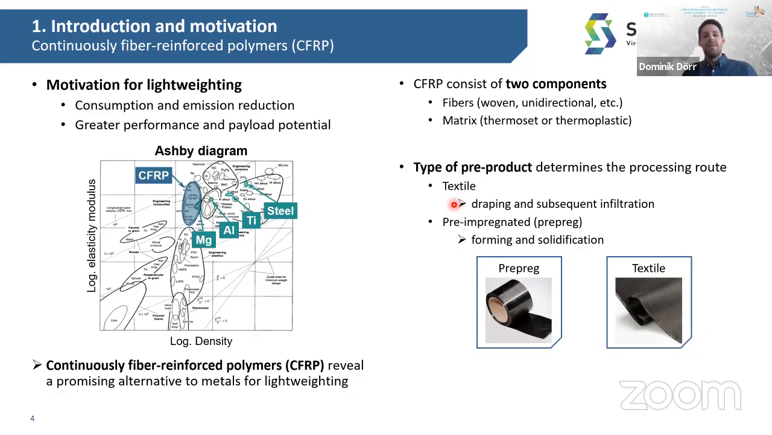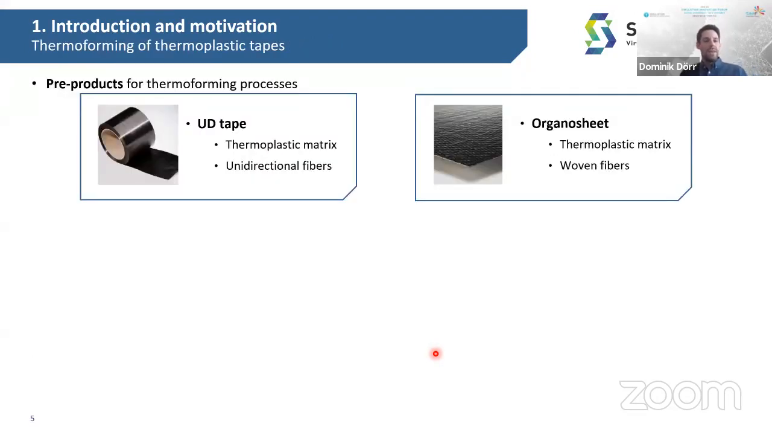On the other side, we can also have pre-impregnated pre-products. This means that we have the fibers directly in combination with the matrix in the initial state, and these so-called prepregs are then formed and solidified. Such a prepreg we can see down here in this picture. Today in my talk, I'm going to focus on prepregs. And in particular today we are going to talk about thermoplastic prepregs.